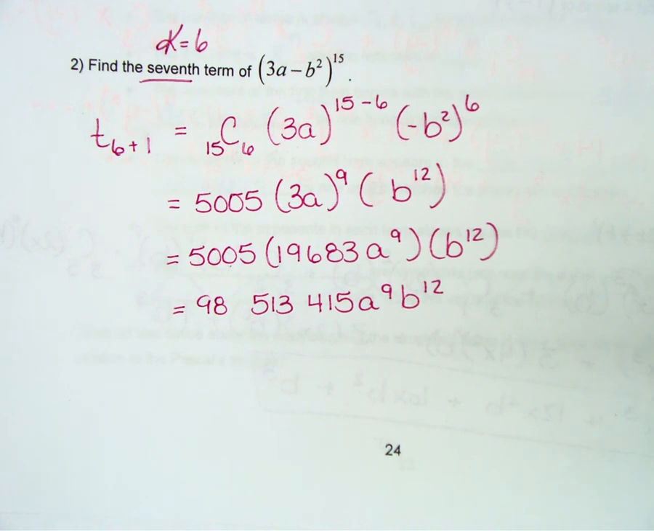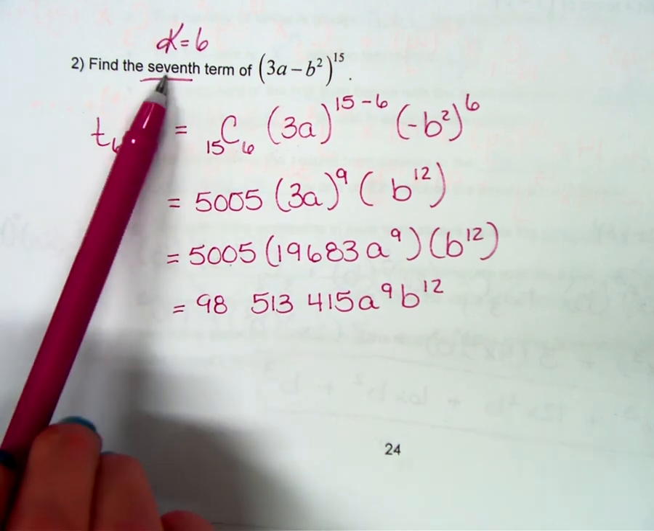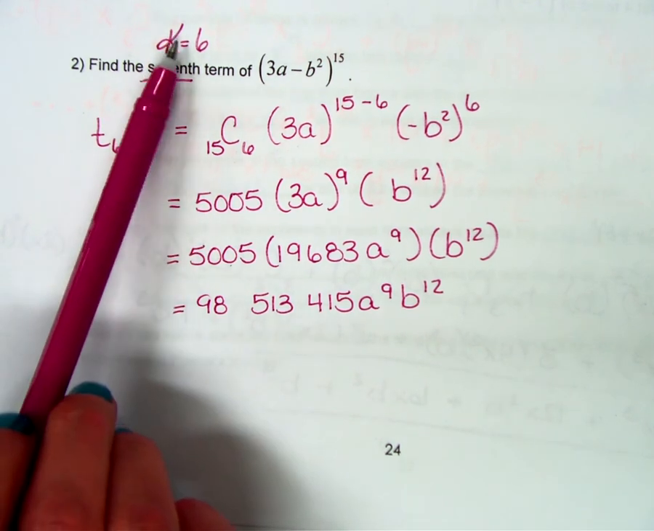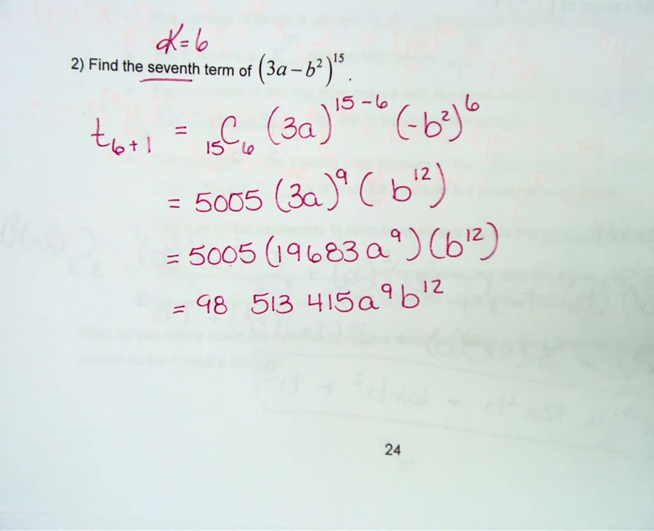Okay, not terrible, but you really do have to slow down and take some time to think about what you're doing. I find as soon as I read the 7th, I go and put my K equals 6 right above it, just so that I know exactly what to do. n is your outermost exponent. Am I good to flip the page?